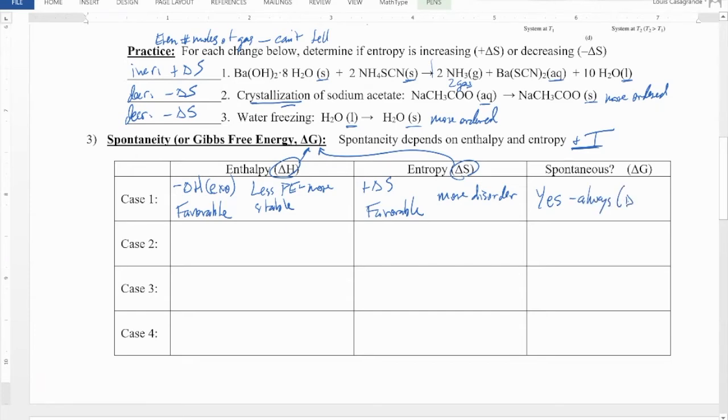And I'm going to introduce this now. We'll see this on the next page. The delta G is going to be a negative value. It's going to be a calculation for us.